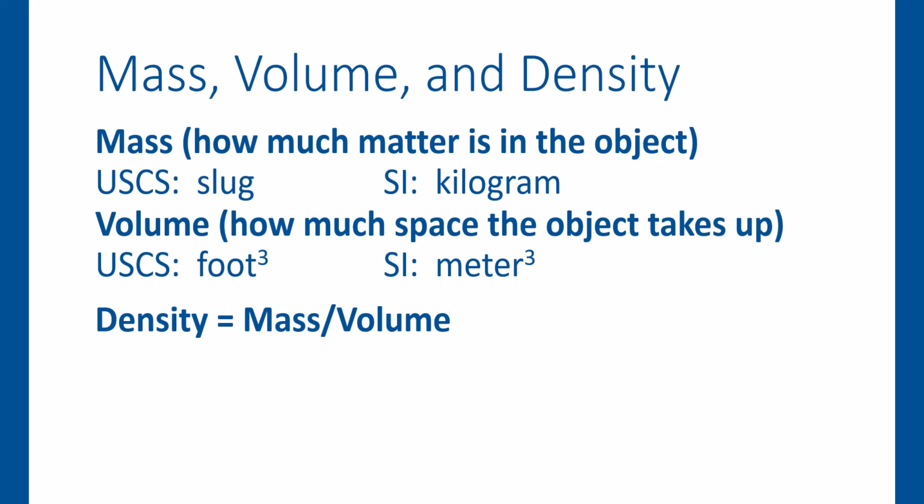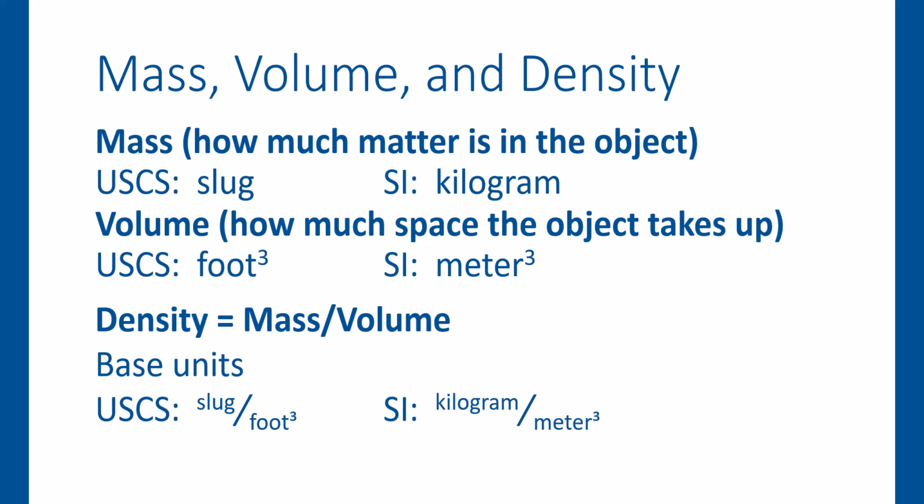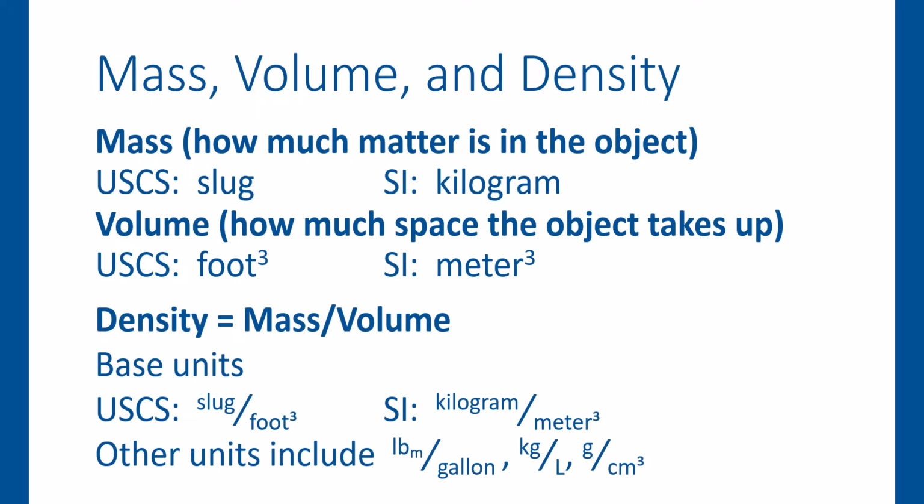This leads us to density, which is mass divided by volume. Base units of density are slug per cubic foot in USCS and kilogram per cubic meter for SI. Other units of density include pound mass per gallon, kilogram per liter, and gram per cubic centimeter.